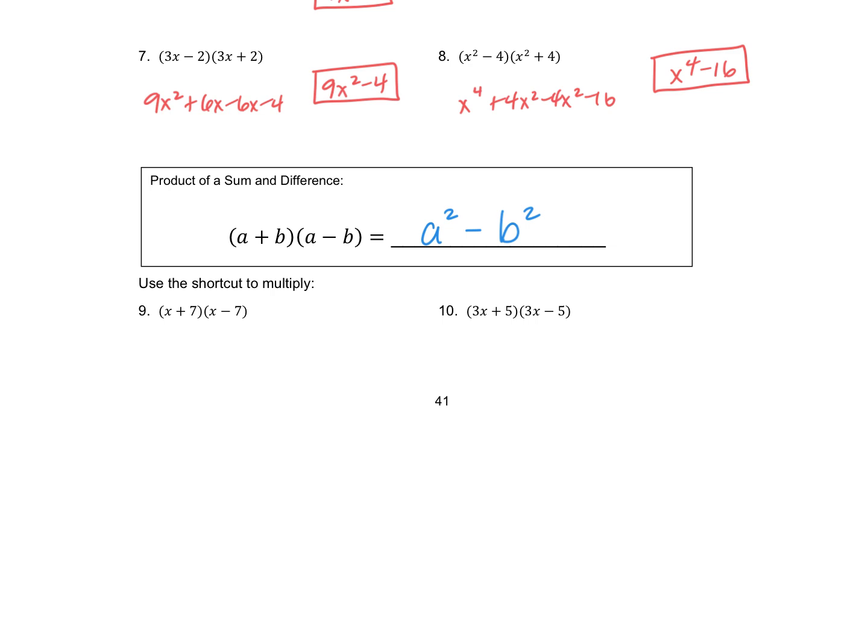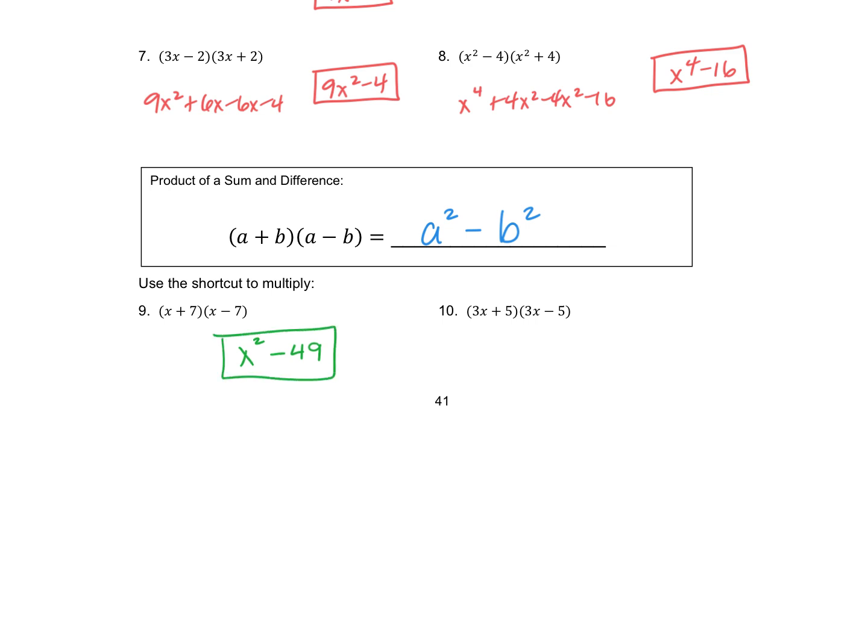So if I was using our shortcut formula to multiply without doing the math, x plus 7 times x minus 7 is going to be what? Square the first, x squared, minus square the second, 49. That's it? Yeah. So how about the next one?